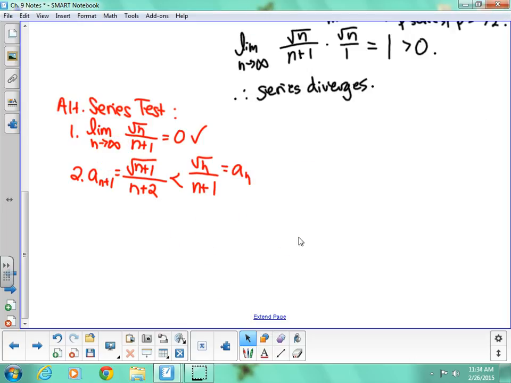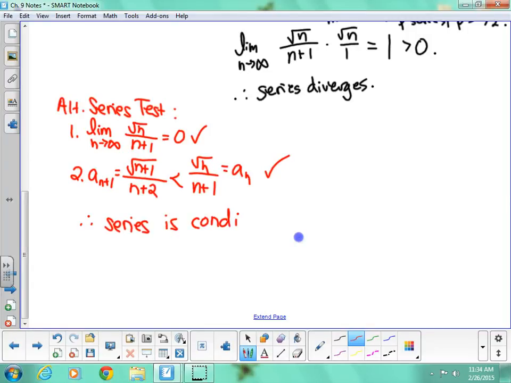So therefore, what's my series? Because this is check, right? Absolute value diverges, but alternating series converges. So therefore the series is conditionally convergent. Kiddos, I'm done.